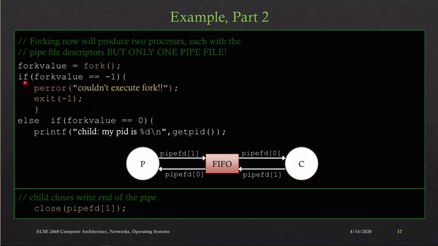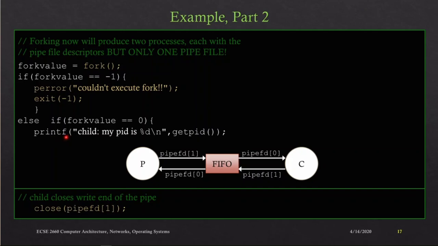But first we check whether the fork value is equal to -1 or not. If it is -1, that means that we couldn't execute fork and we are going to exit unsuccessfully out of this. Otherwise, we then check whether the process is a child process or a parent process. So we check fork value equals 0. If it is 0, that indicates that it is a child process.